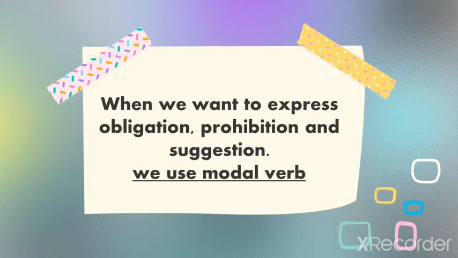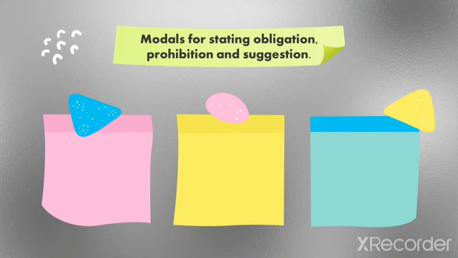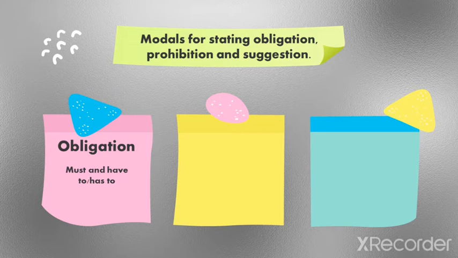When we want to express obligation, prohibition, and suggestion, we use modal verbs. And what kind of modal verbs? Modal verbs for setting obligation, prohibition, and suggestion are... The first one is obligation. Modals for setting obligation are must and have to or has to, yang artinya harus atau wajib. Jadi, have to itu untuk subjek I, you, they, we, and has to untuk subjek she, he, it.